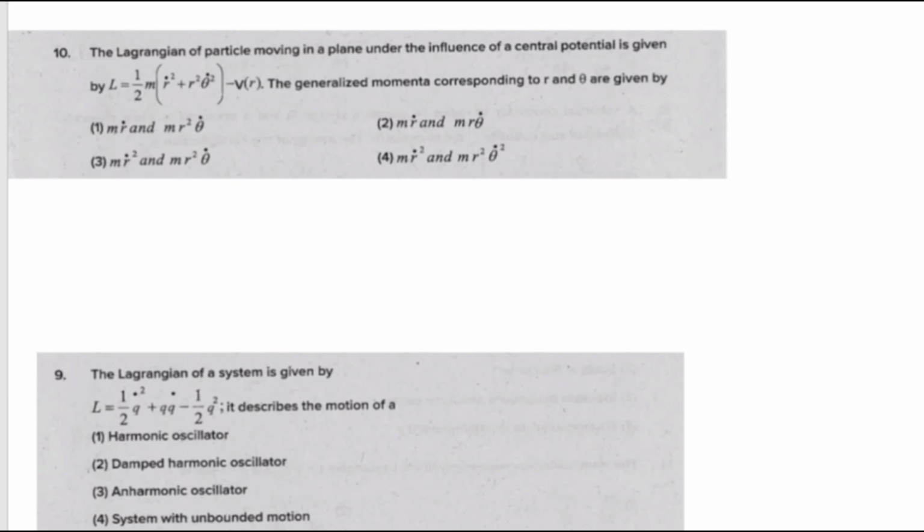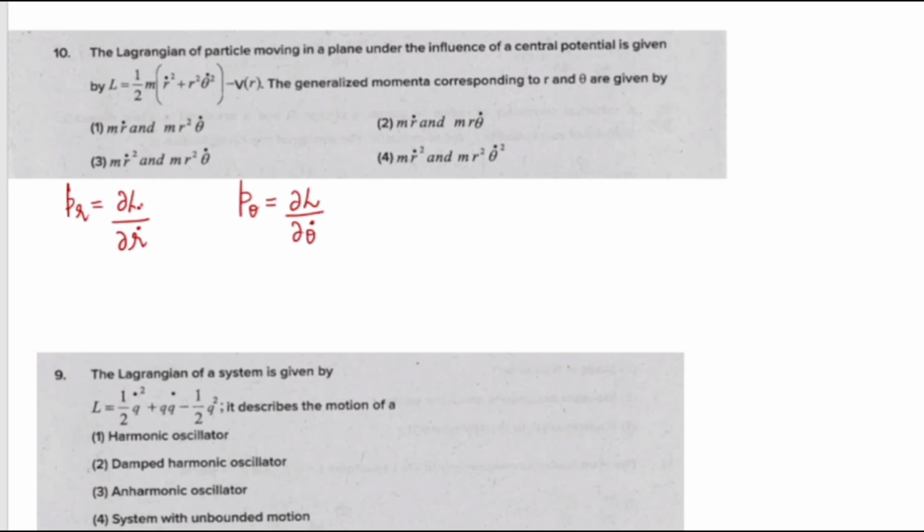We shall go for the next question. The next question says, the Lagrangian of a particle moving in a plane under the influence of a central potential is given by, they have given the Lagrangian in terms of kinetic energy minus potential energy. We need to find the generalized momentum corresponding to r and theta. Okay, the momentum corresponding to r is nothing but dou L divided by dou r dot, and the momentum corresponding to theta is, according to the definition, dou L divided by dou theta dot.